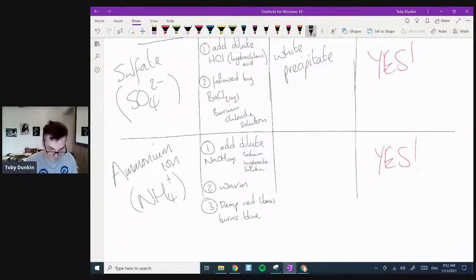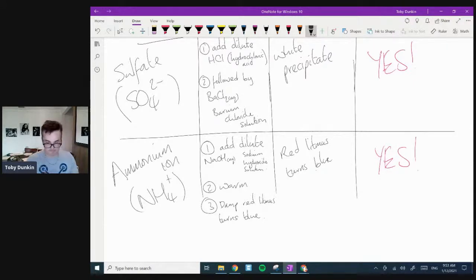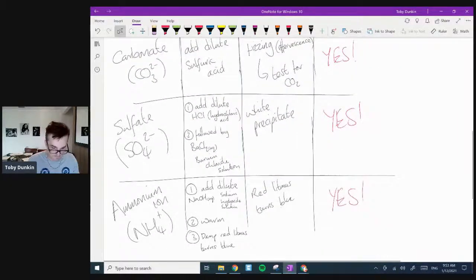Observation: damp red litmus paper turns blue. Technically, that is the observation. Red litmus turns blue. It is actually the observation. Red litmus turns blue. And that's it.